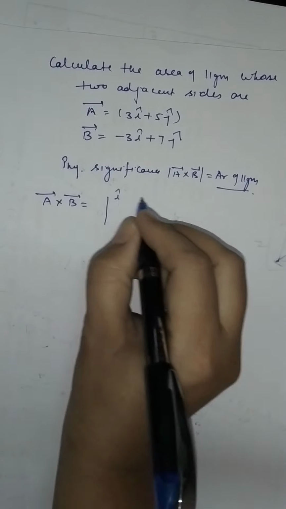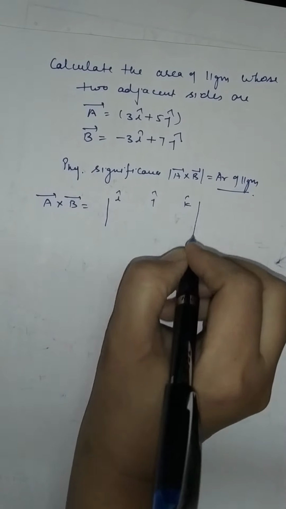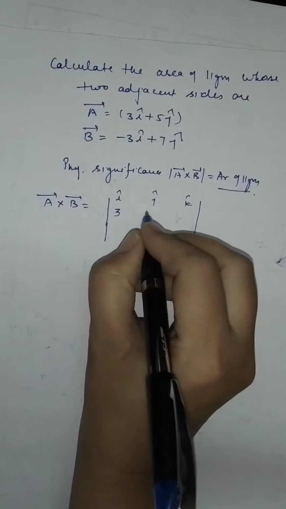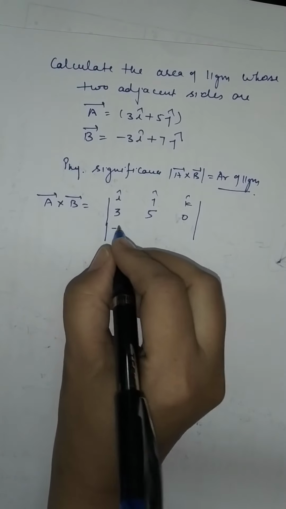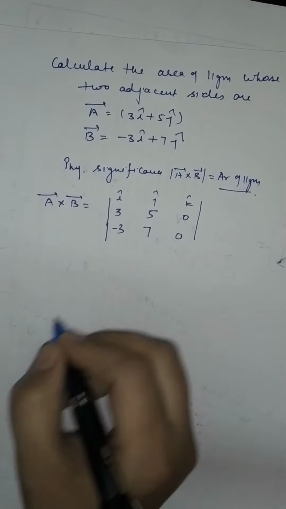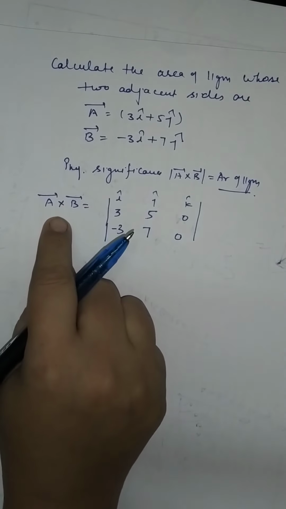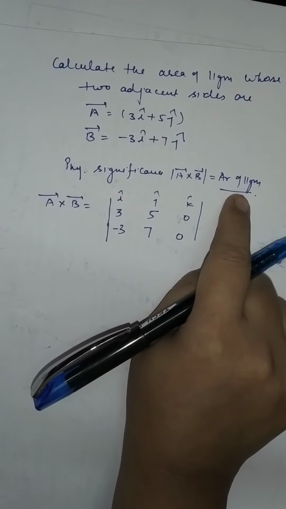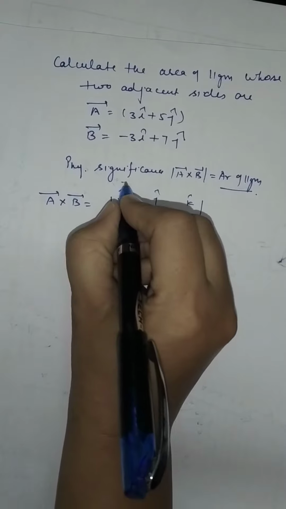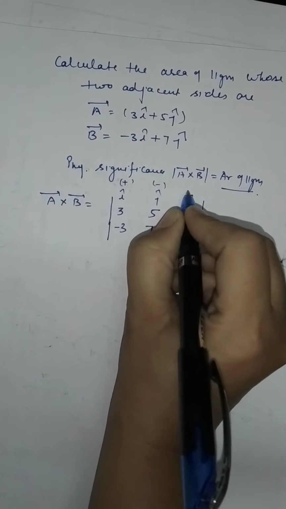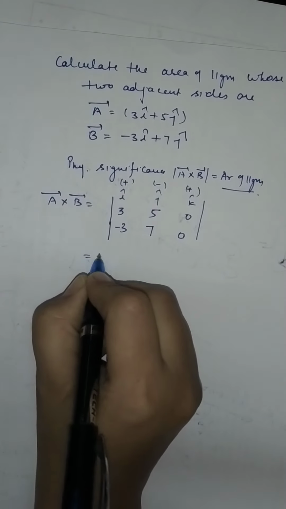This is i cap j cap k cap. This is A, which is 3 5 0. This is minus 3 7 0. So the area of parallelogram is mod of A cross B is the area of parallelogram. Yeah, that we have discussed. Put here the signs plus minus plus. So now it becomes plus i cap.